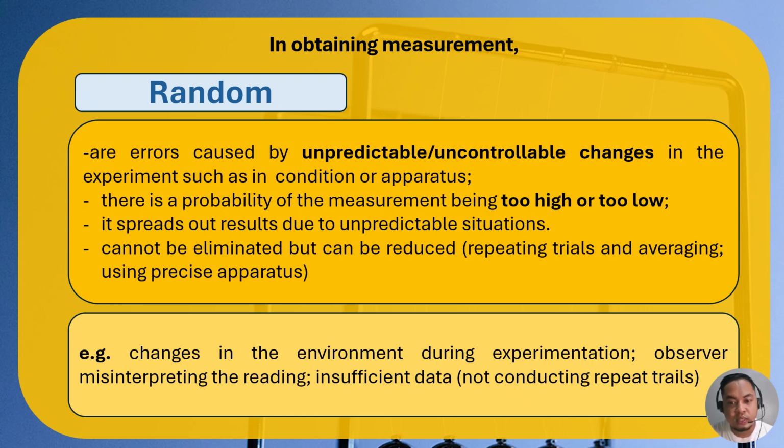And how will it be reduced? You will have to do it again and again, repeatedly, and then you will get the average. Or simply take note, you have to use precise apparatus in order to avoid these random errors. A sample of random errors, since we cannot control it, is changes in the environment during experimentation. For example, you don't need high temperature, but the temperature in your laboratory setup is usually hot, so it will overestimate the result of your experiment.